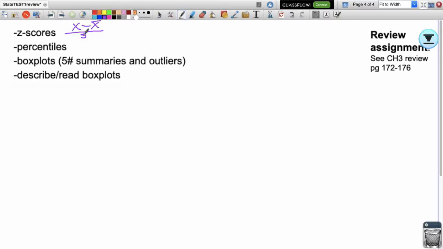And then lastly, you need to be able to describe and read box plots, and describing them is skewed left, skewed right, or symmetric. There's no bell curve for that, but it's those other 3 terms. Okay? Skewed left, which means all your data is on the right, it's skewed to the left. Skewed means spread out. Okay? Spread out on the left, spread out on the right, or symmetrical.